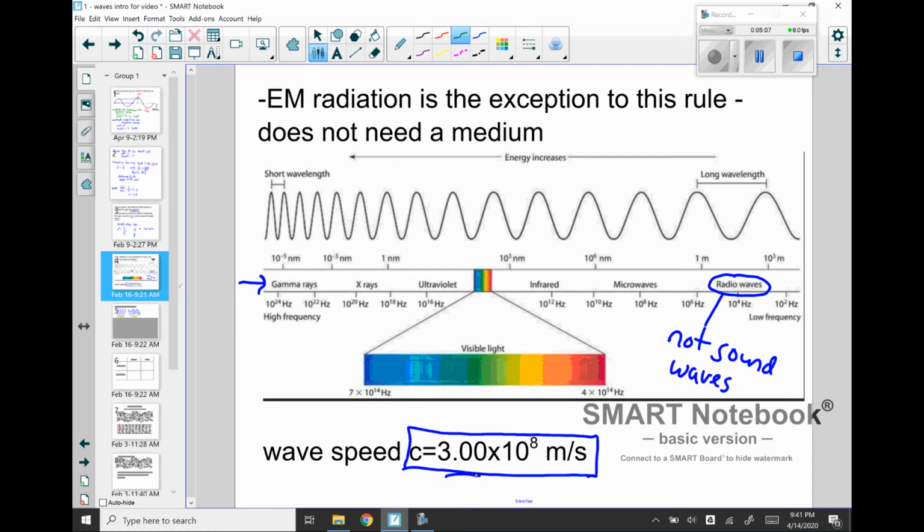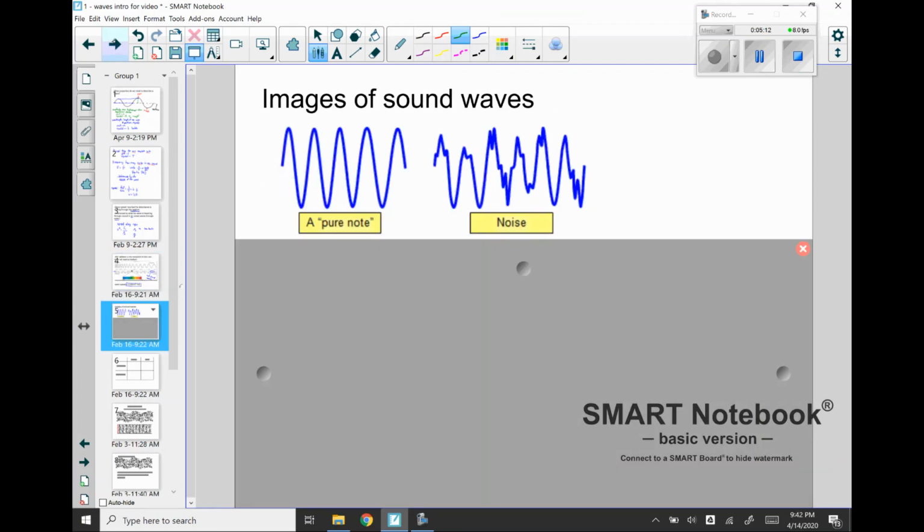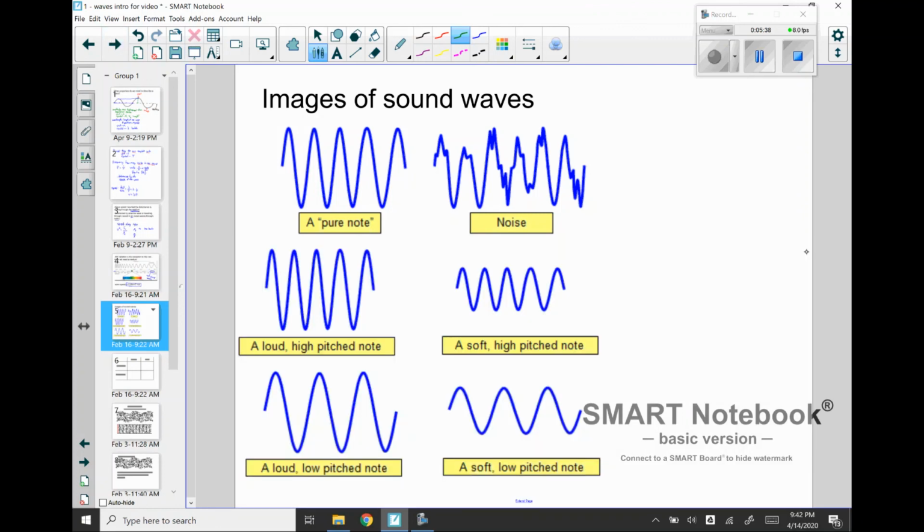So if we want to look at a picture of sound waves, or a few pictures of sound waves, these are just two images to distinguish between a pure note, something that a tuning fork would make or a musical instrument that's well tuned, versus noise, something like hitting a hammer or dropping a book on a table. One is a very pure frequency, and this noise is a mix of all kinds of frequencies put together so that it doesn't sound just like a straight tone. In these pictures, we have 4 here to compare and contrast the effects of amplitude and frequency.